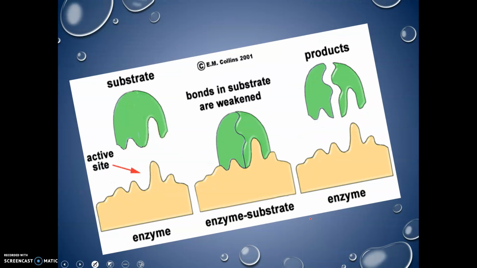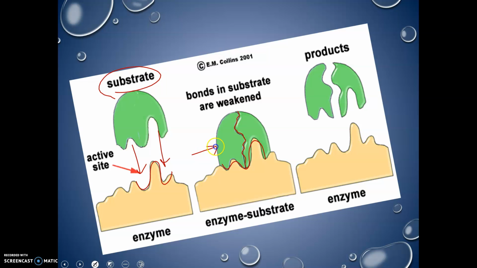So this is showing an enzyme. It's not a very good picture, to be honest with you. And this is the active site of the enzyme. And it fits with this substrate, the reactant, really, really well. When the substrate binds to the enzyme, it weakens the bonds. And now the substrate can get converted to product.